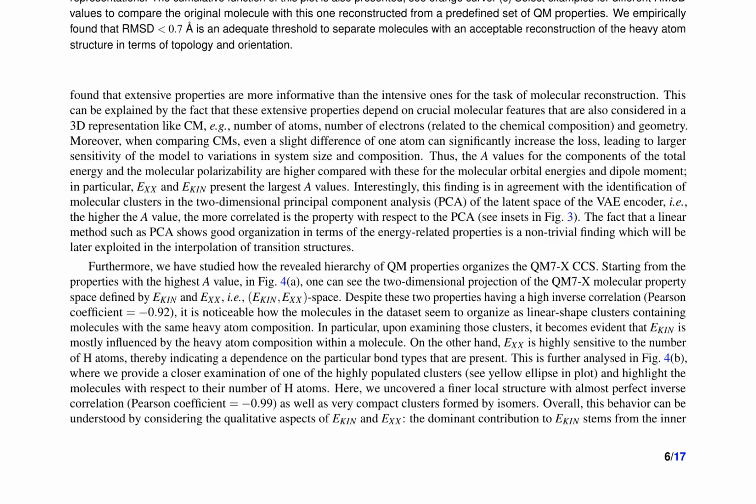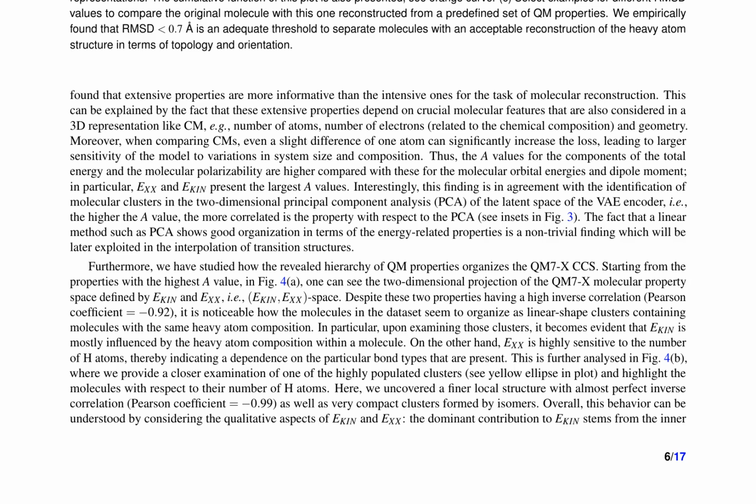The revealed hierarchy of QM properties organizes the QM7X CCS into linear shape clusters containing molecules with the same heavy atom composition, as seen in the two-dimensional projection of the QM7X molecular property space defined by kinetic energy (ECN) and exchange correlation energy (EXX). ECN is primarily influenced by the heavy atom composition within a molecule, while EXX is highly sensitive to the number of H atoms, indicating a dependence on the particular bond types present. A closer examination of one of the highly populated clusters reveals a finer local structure with almost perfect inverse correlation and very compact clusters formed by isomers.